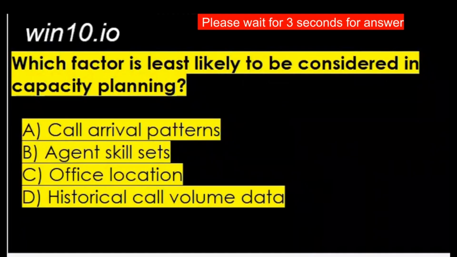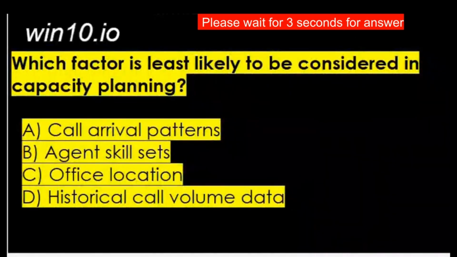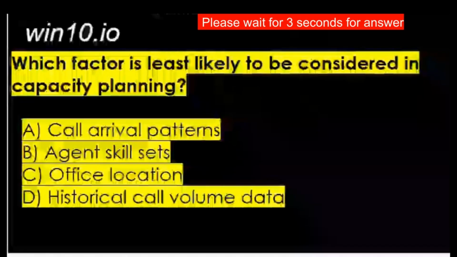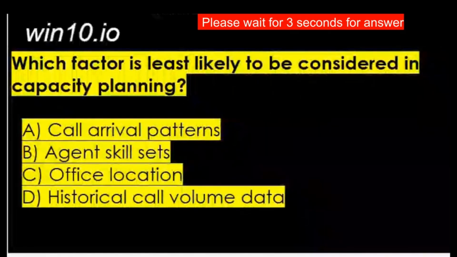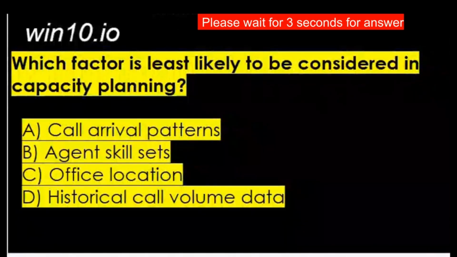So the correct answer of this question is option number C, office location. Office location is the least likely to be considered in capacity planning. Call arrival patterns mean what kind of call volume we had in the past, agent skill set means which skill set the agents should have, and historical call volume data means any kind of fluctuations we had. So these things are very important in capacity planning, but out of these options, office location is the least likely to be considered.